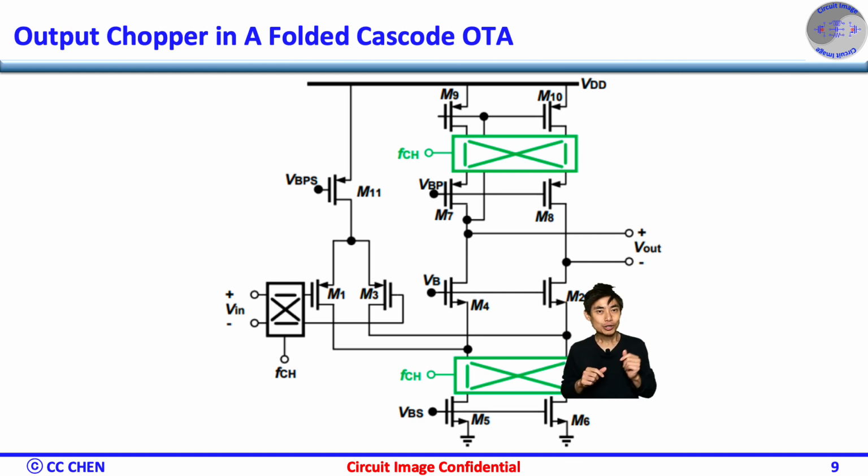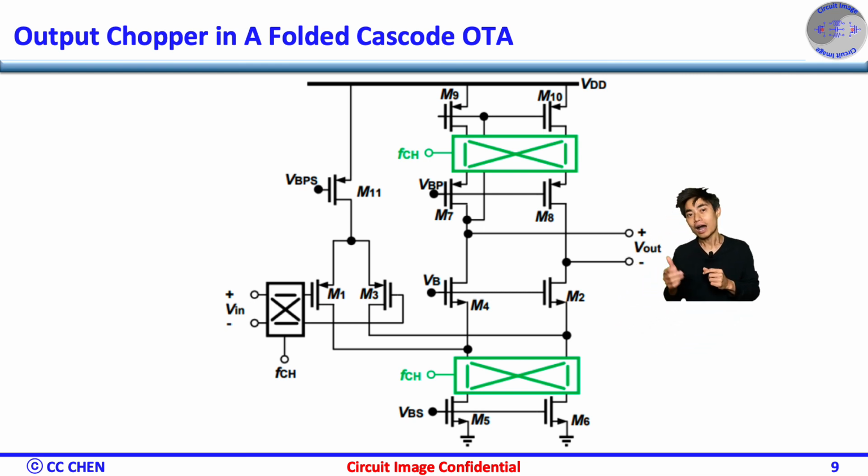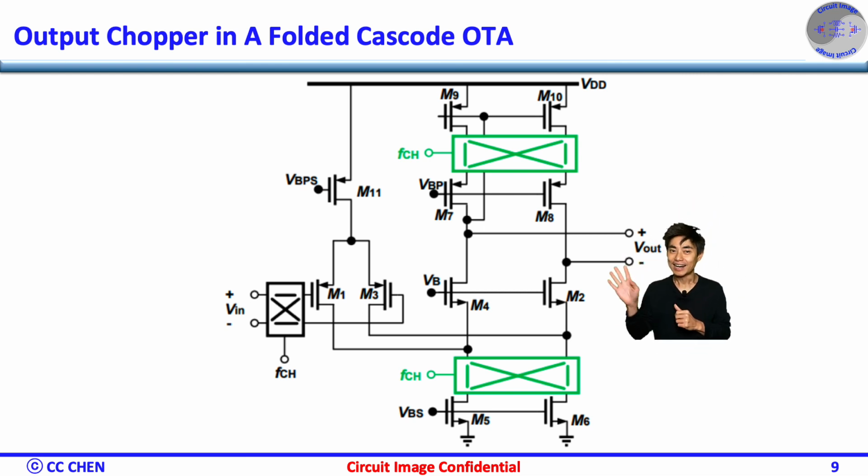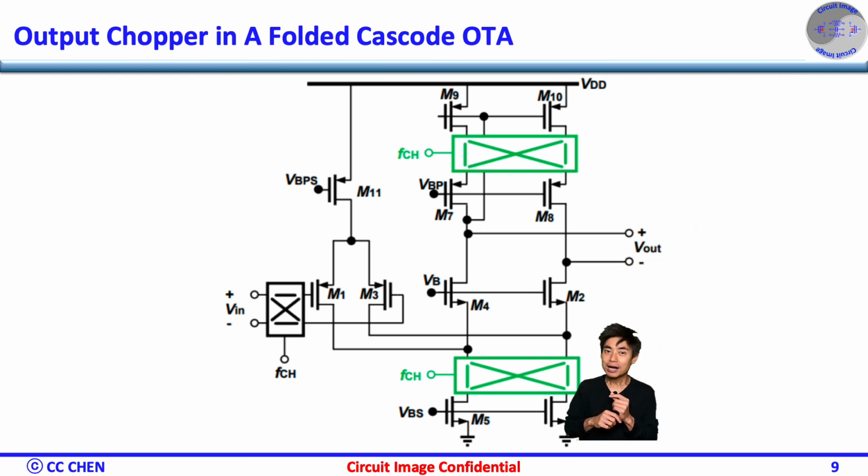Third, the choppers are close to the rail, so they are easy to drive compared to the chopper at the output nodes. Lastly, the extra MOS chopper can further chop the offset and the 1/f noise of the MOS current source a lot.